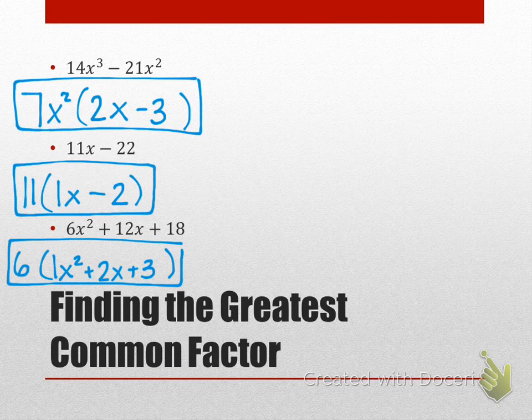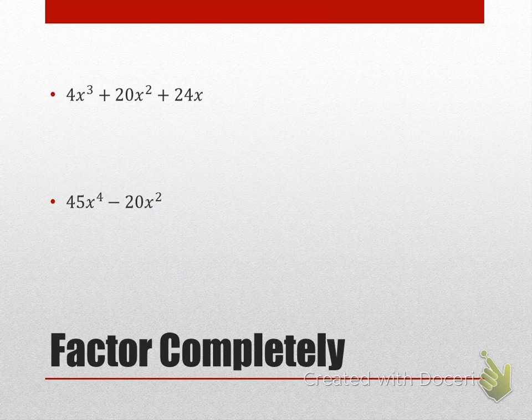All right, this very last example here is called factor completely. What factor completely means is that I need to check and see, once I take out the greatest common factor, because that's always your first step, whether what I have left in parentheses can be factored even farther. So that's what we're going to ask ourselves when we get down to that point. So step 1 is always take out the greatest common factor.